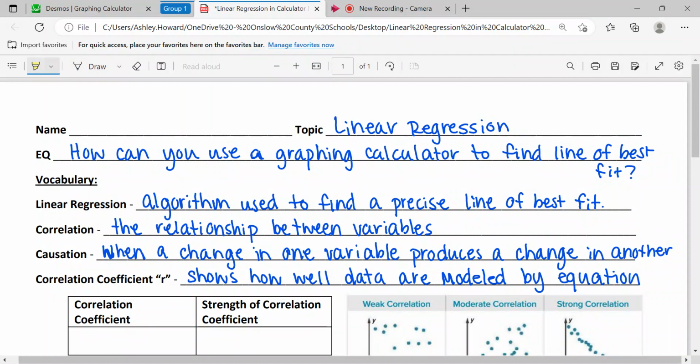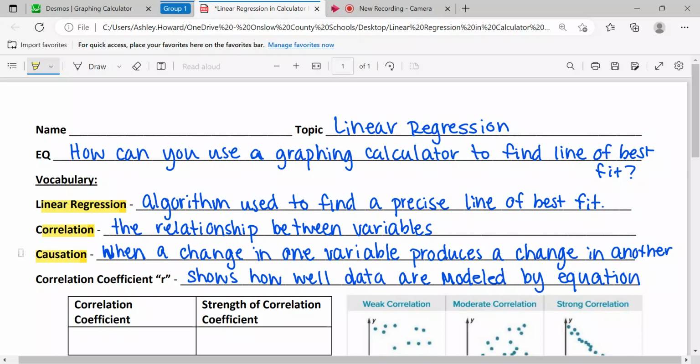Our first one is linear regression. Linear regression is an algorithm used to find the precise line of best fit. So like I said before, we're going to be doing that in the graphing calculator today. We're also going to be talking about correlation, how well our data correlates. So that's the relationship between the variables. Are they all kind of really close together or really far spread out?